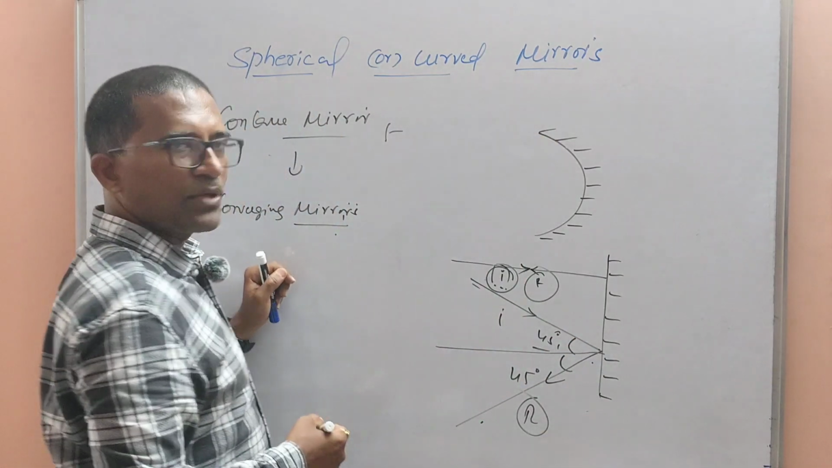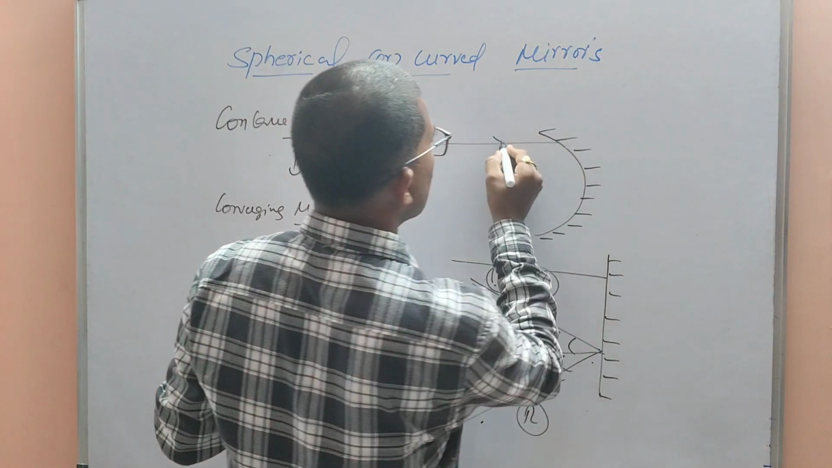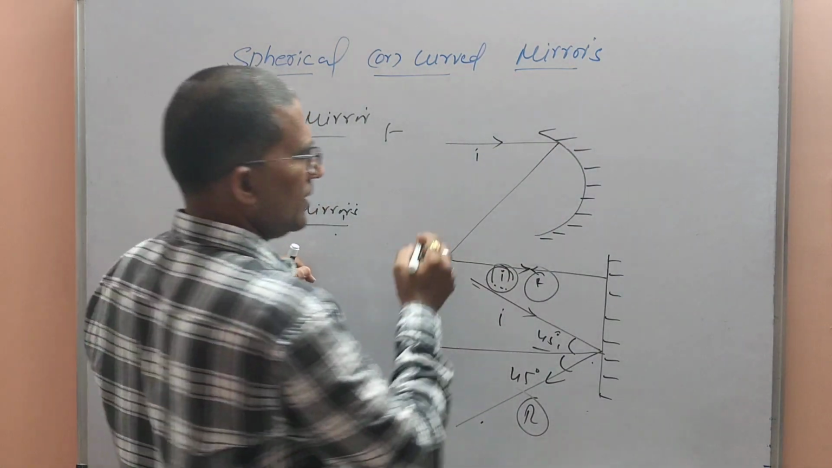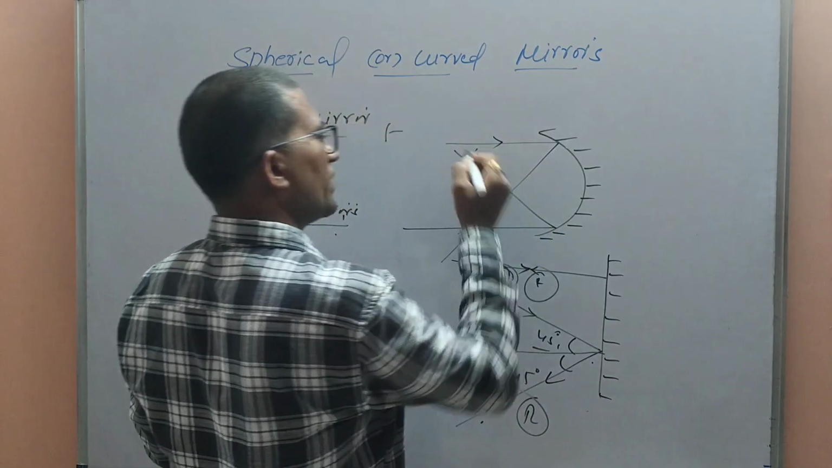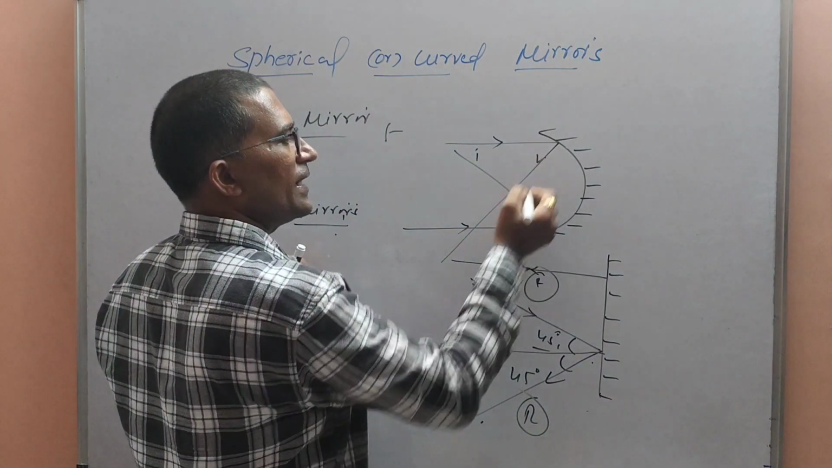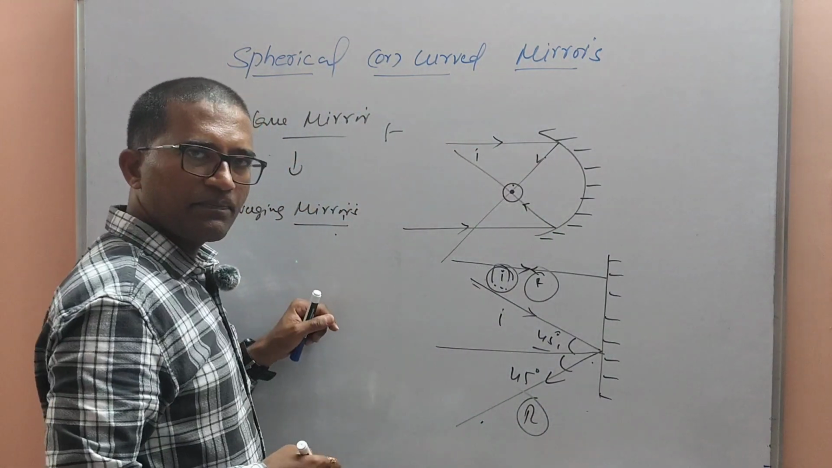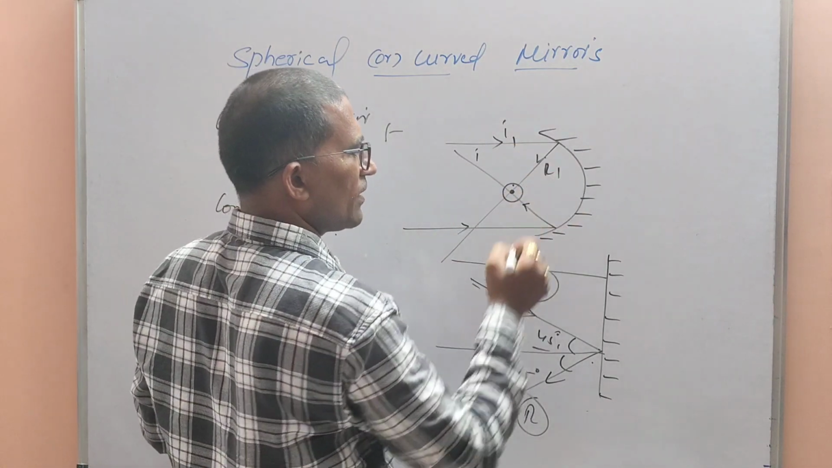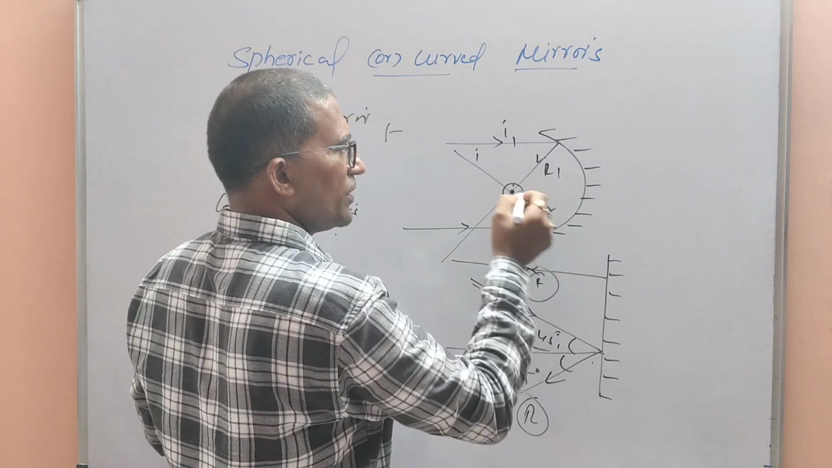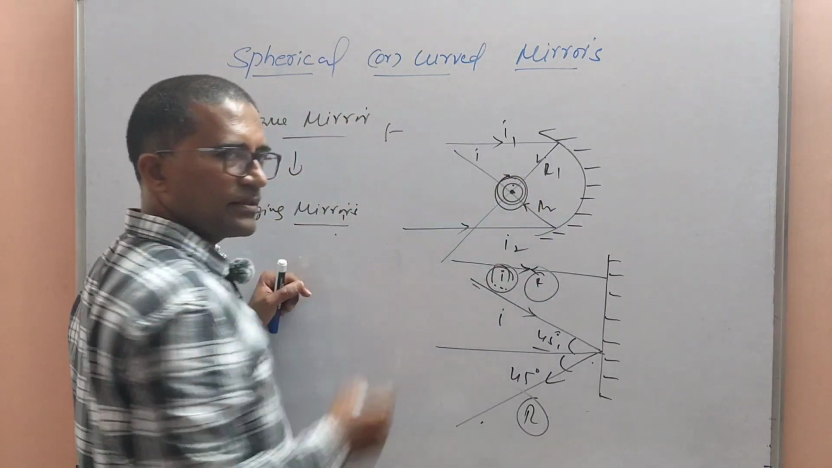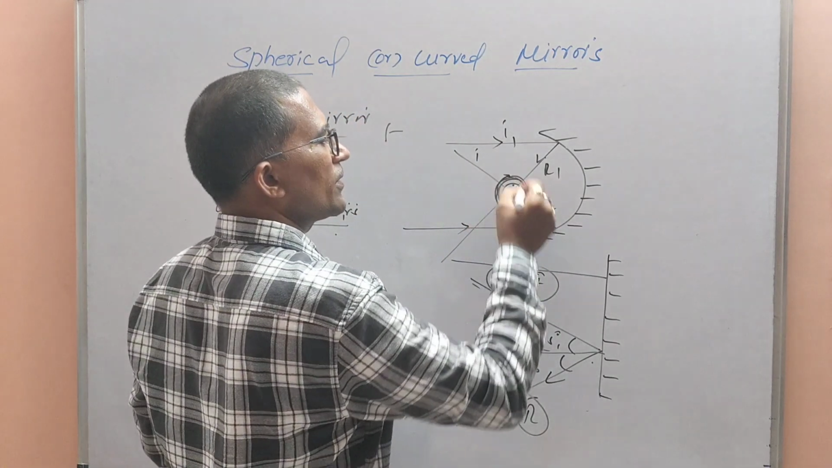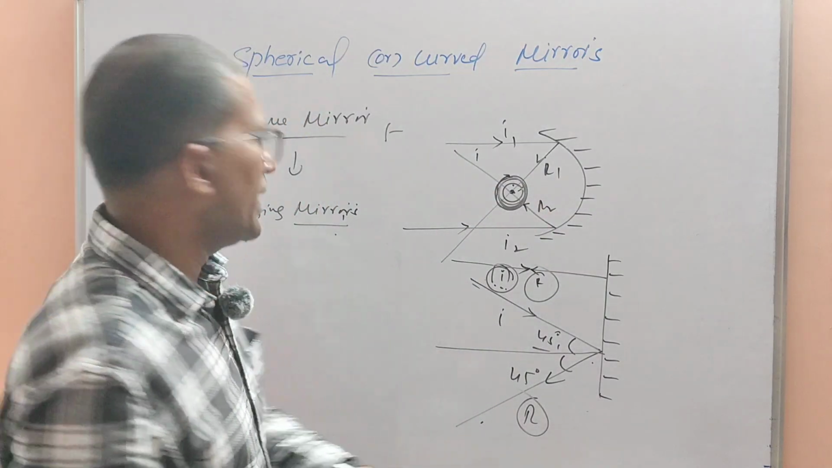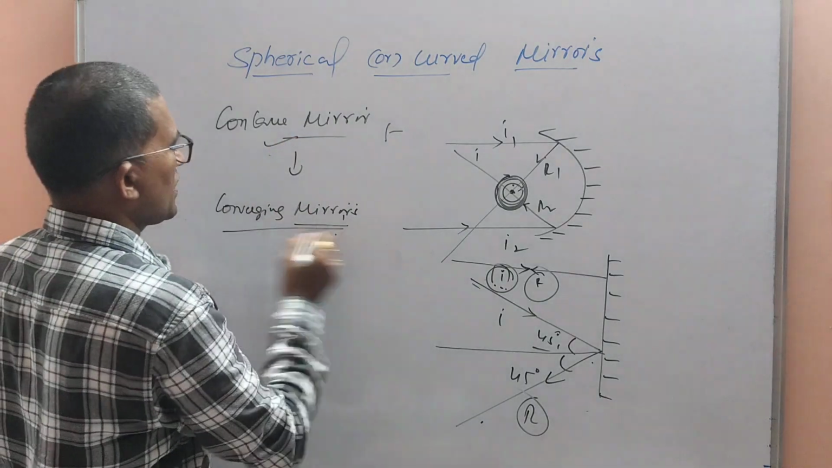But in case of a concave mirror, if you incident a light ray like this, it is going to reflect like this, and this is incident ray, and this is reflected ray. If you observe, the reflected light rays are going to meet at one particular point. If I take I1, this is reflected ray R1, this is I2, this is R2. The reflected rays are going to meet at one particular point. At this point, the reflected light rays are going to converge. They are going to meet at one particular point. Hence, concave mirrors are also called converging mirrors.